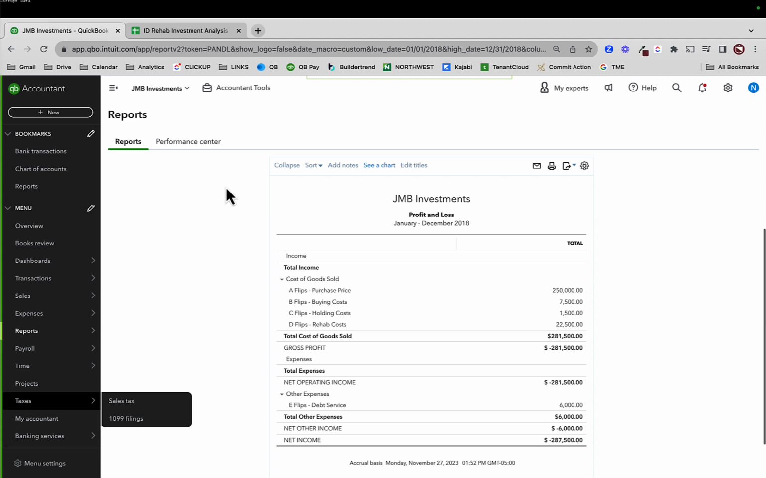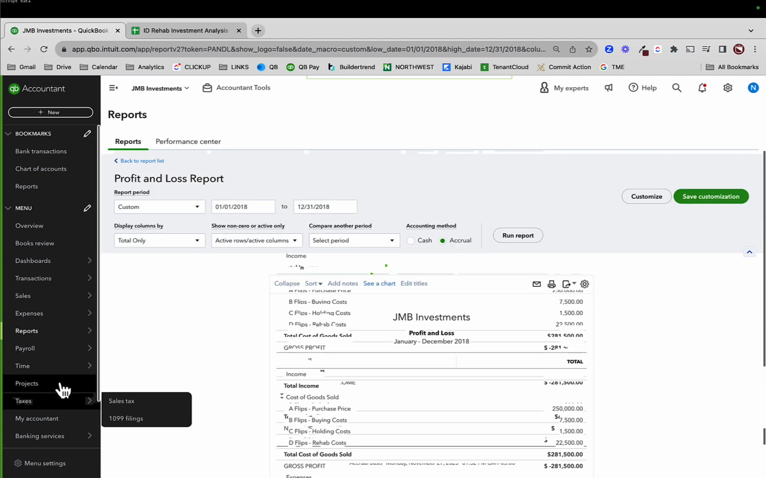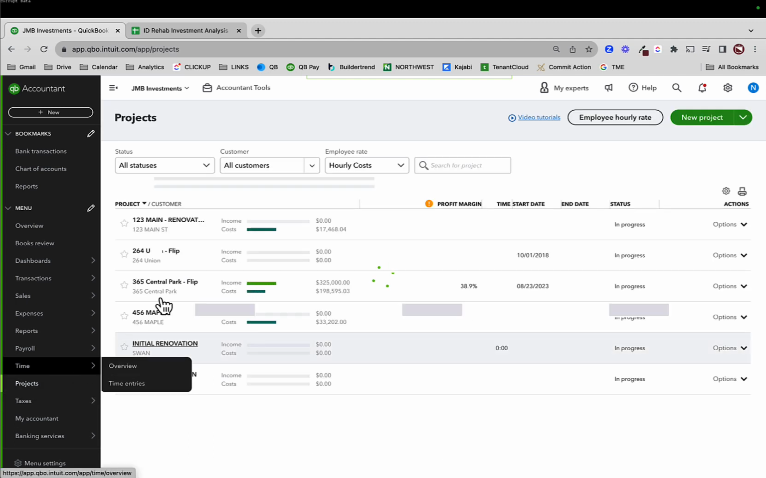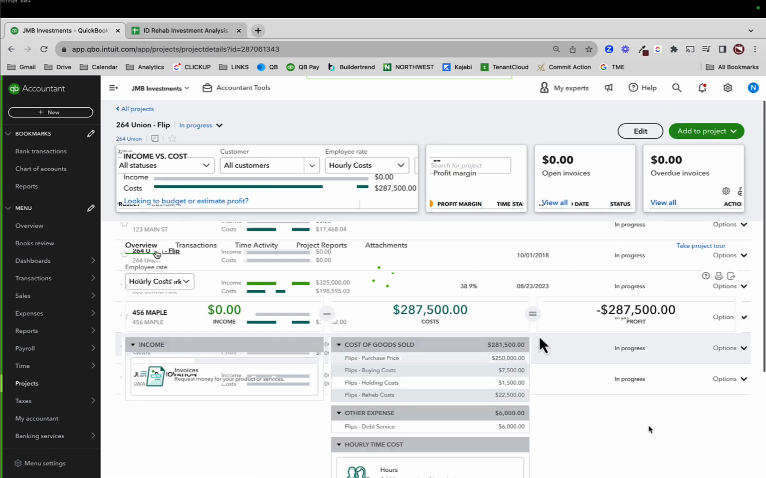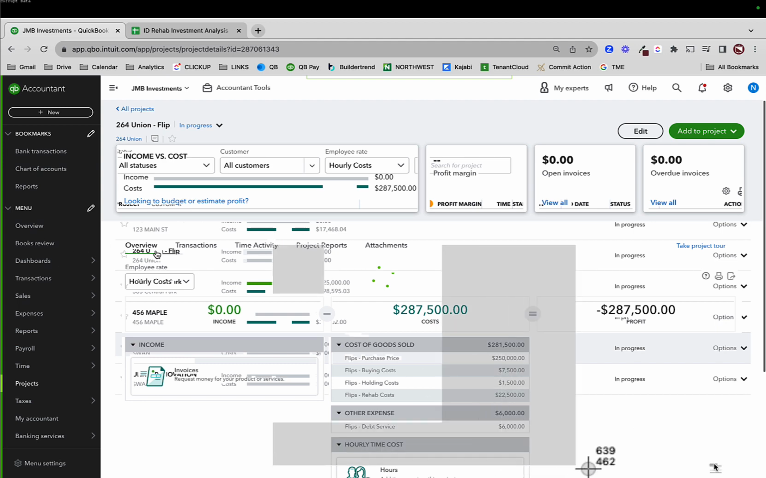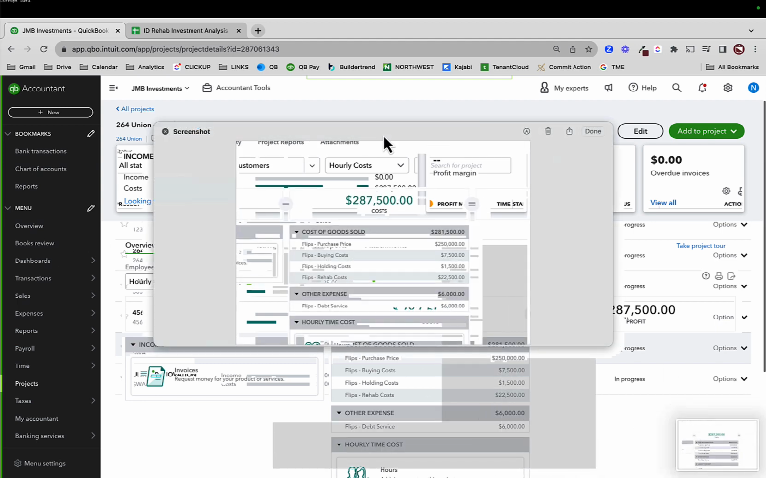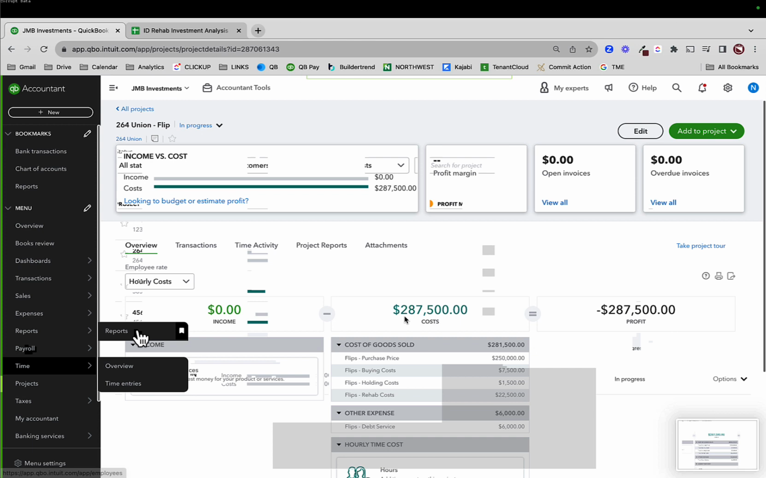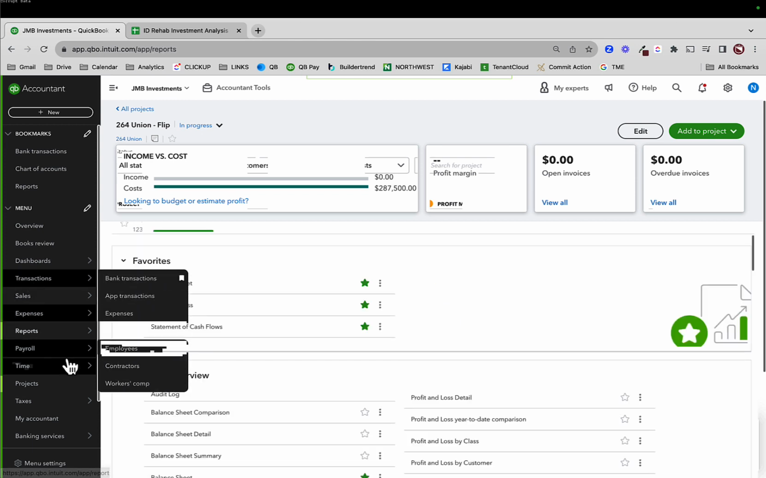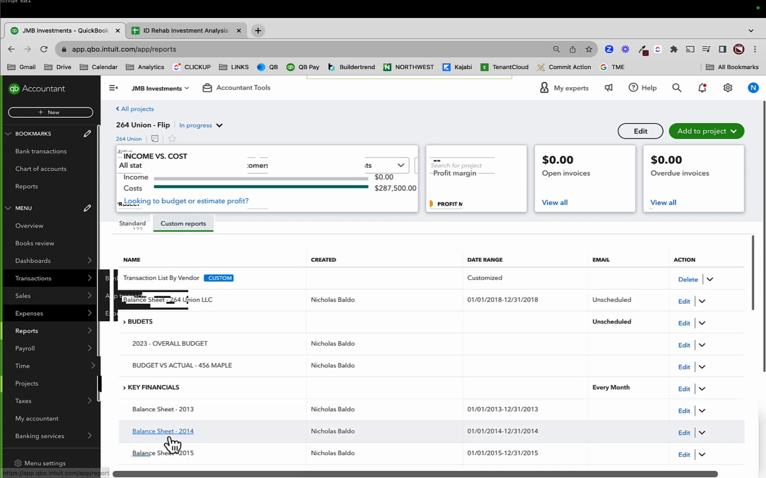Now, I can look at that P&L like I just did here, or I can go to my projects. I can see that 264 Union flip. So that P&L shows up right here. And maybe take a snapshot of this, put it somewhere. I'm going to put this on my other screen so I can reference it. What we're going to do is move this over from the P&L to the balance sheet. You saw it's on the project there. I'm going to demonstrate this from the balance sheet.